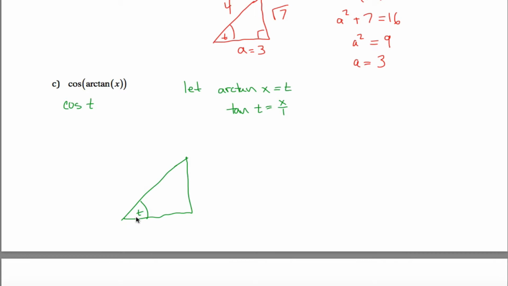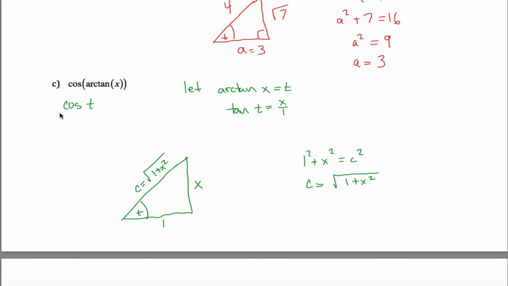The tangent, using SOHCAHTOA, is opposite over adjacent. So the ratio of the length of the opposite side to the length of the adjacent side is x divided by 1. So I call this x and call this 1 and solve for this side length. So again, using the Pythagorean theorem, I got 1 squared plus x squared equals c squared. So c is equal to really plus or minus the square root of 1 plus x squared. But for the same reason as above, I'm going to take the positive solution and use this as my triangle.